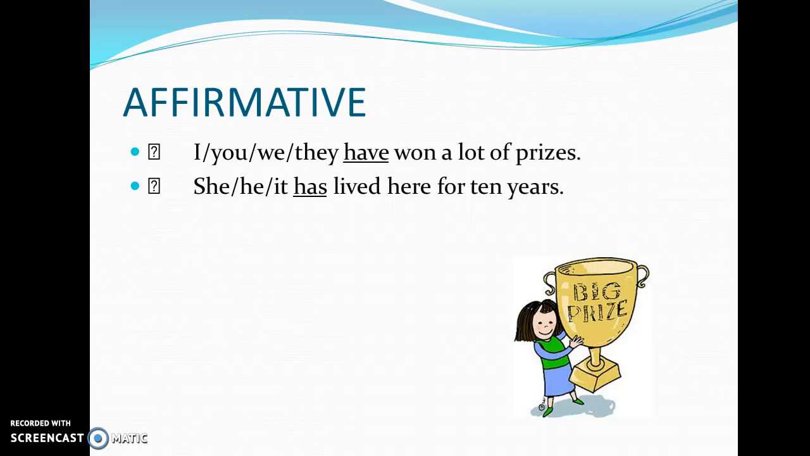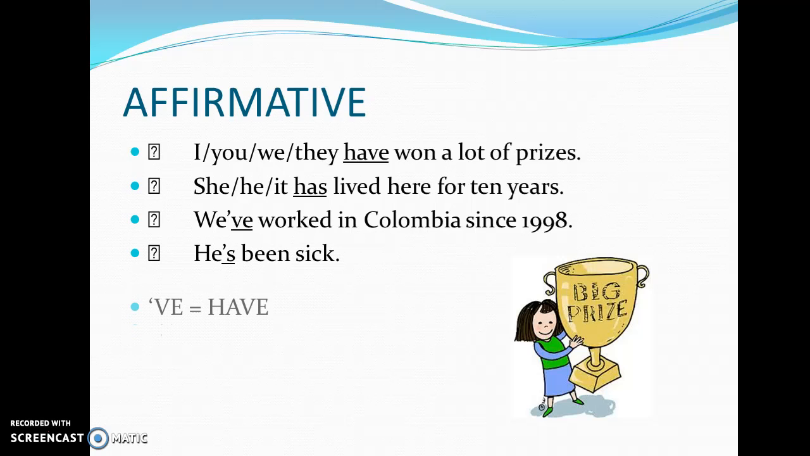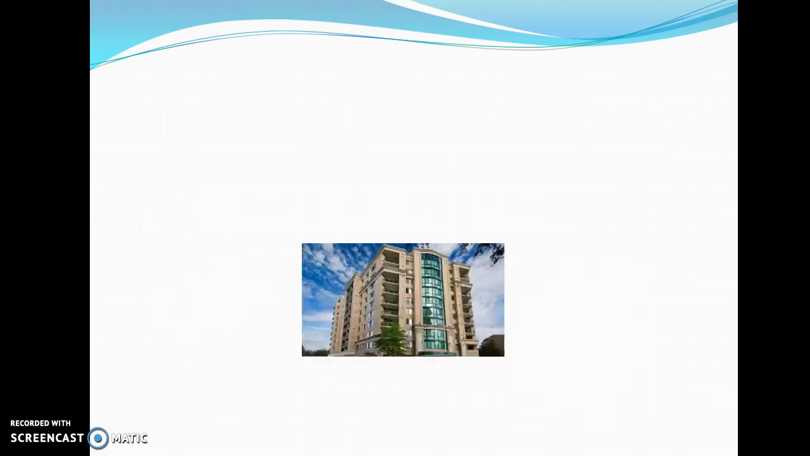Remember, we have regular verbs that take ed for the past simple and the past participle, and irregular verbs which have a different conjugation. Contractions: we've worked in Colombia since 1998. He's been sick. The contractions: 've is the contraction of have, and 's is the contraction of has.